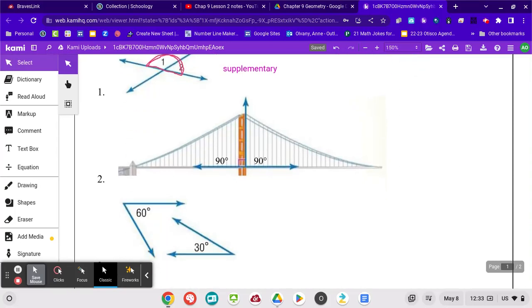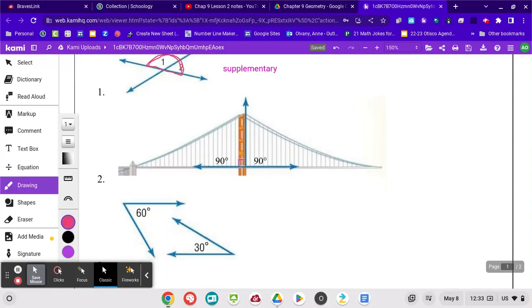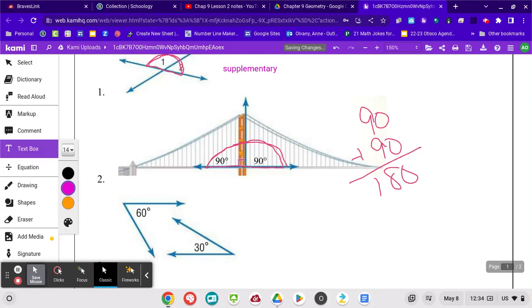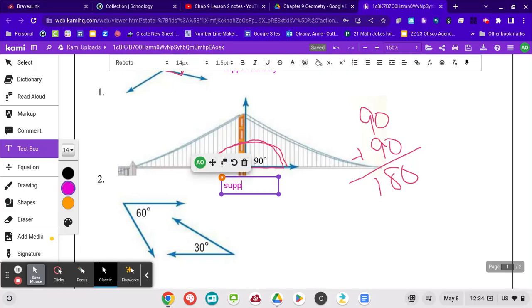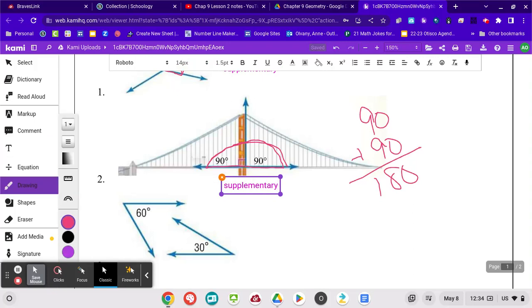A 90 and a 90. If you add 90 plus 90, you do get 180. And again, if I take my pen and I go like this, here's this space and here's this space, again, I have that half circle shape. So I know that this also is a supplementary set of angles.